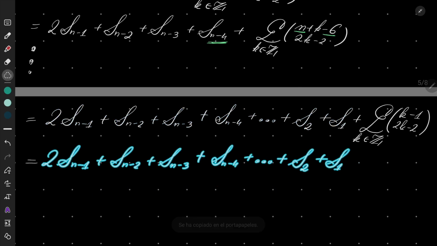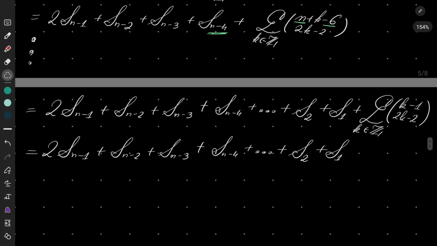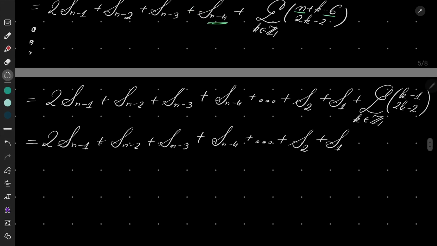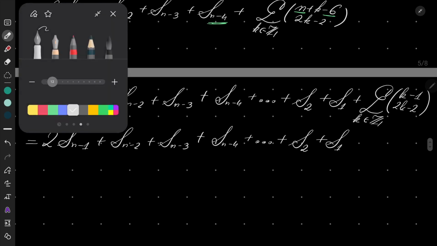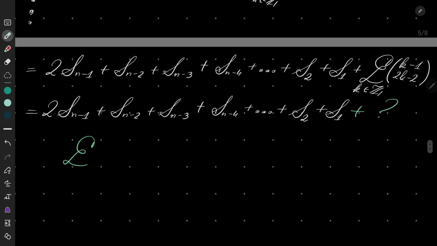I will copy the first part. And let's take a look at our final sum. What is it? Well, if k equals 0, so let's write for now a question mark for the last part, and let's work it out.